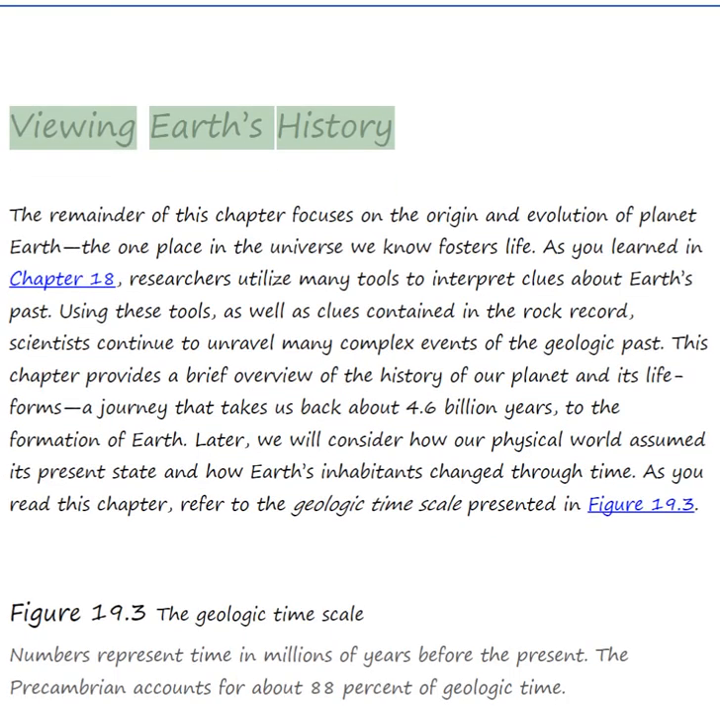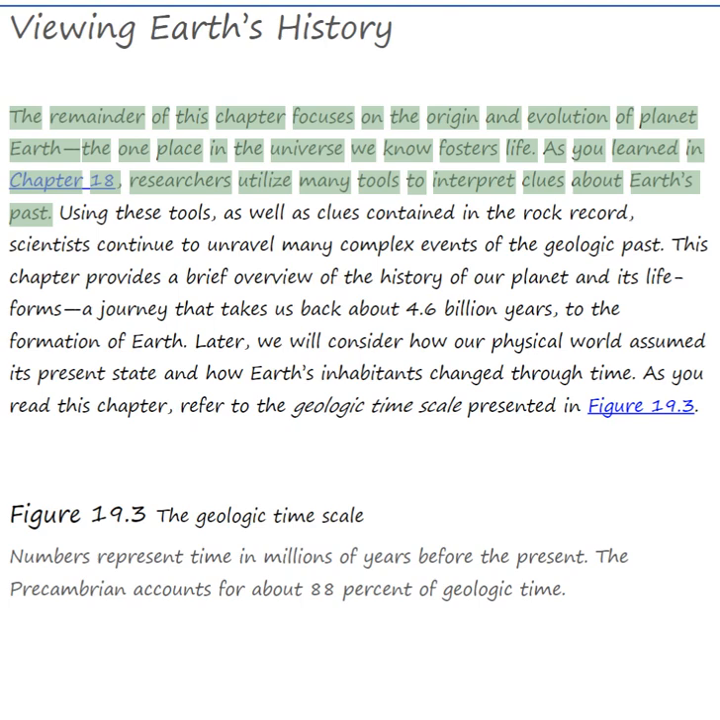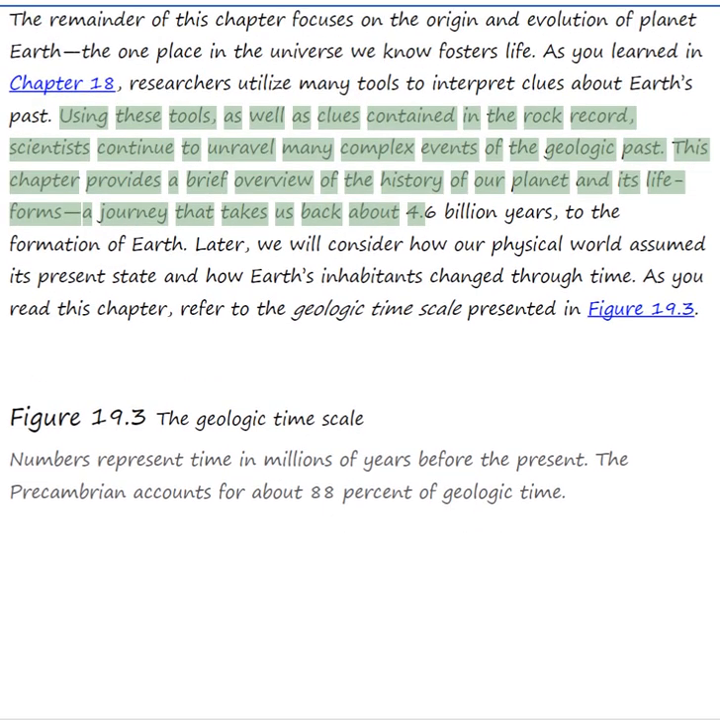Viewing Earth's history. The remainder of this chapter focuses on the origin and evolution of planet Earth, the one place in the universe we know fosters life. As you learned in Chapter 18, researchers utilize many tools to interpret clues about Earth's past. Using these tools, as well as clues contained in the rock record, scientists continue to unravel many complex events of the geologic past.